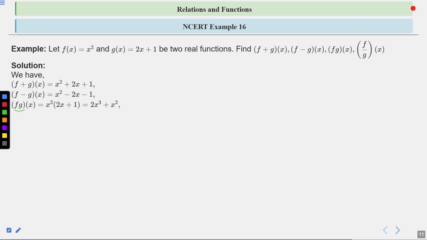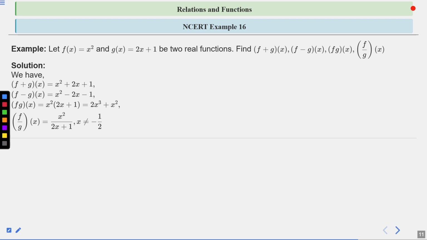Now f multiply g, quite simple, f(x) times g(x). So f(x) is x square, g(x) is 2x plus 1. The expression will be 2x cube plus x square. Now for quotient, f by g, quite simple, f(x) by g(x). So we are having numerator as x square and denominator as 2x plus 1.